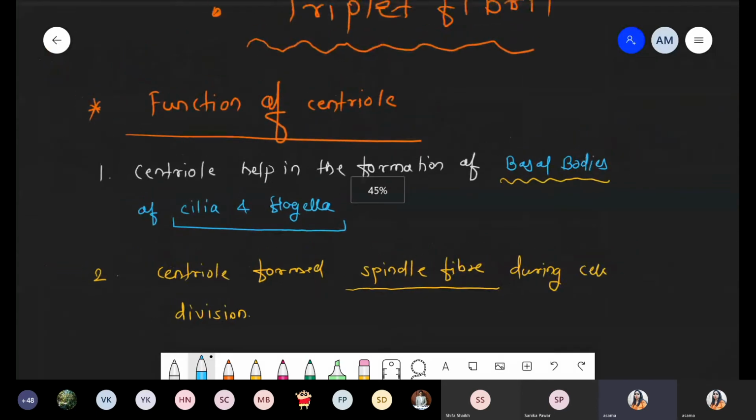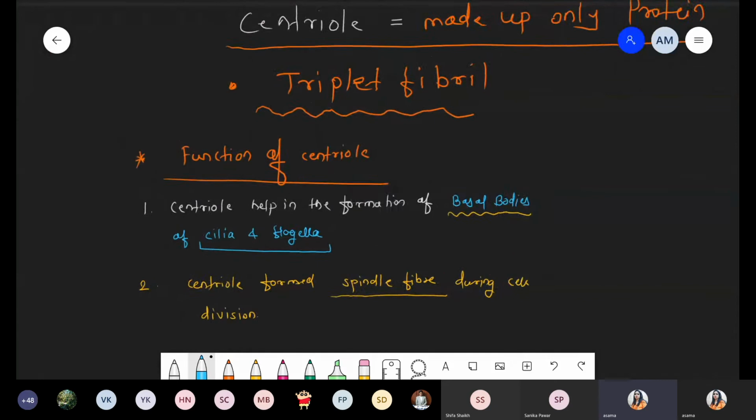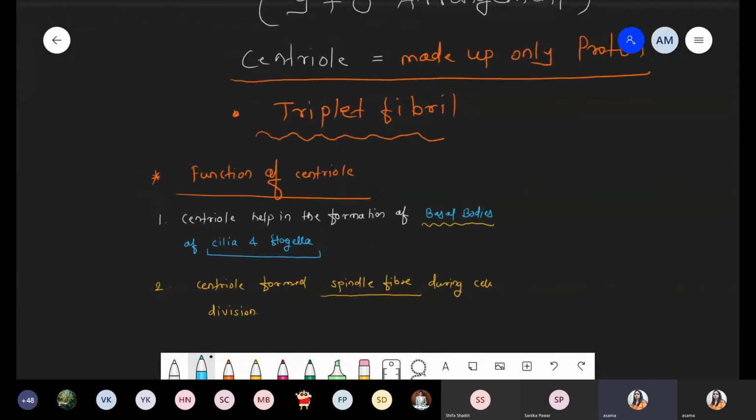So definitely, when we are talking about the centriole, it helps in the formation of the basal body of cilia and the flagella. Cilia and flagella are the locomotory organs, and another function is that they form a spindle fiber during the cell division process. I hope you remember last class we discussed spindle fiber responsible for pulling of chromatid during cell division. That detailed part we will discuss in the cell cycle, cell division chapter. So all this is the entire information about the centriole.